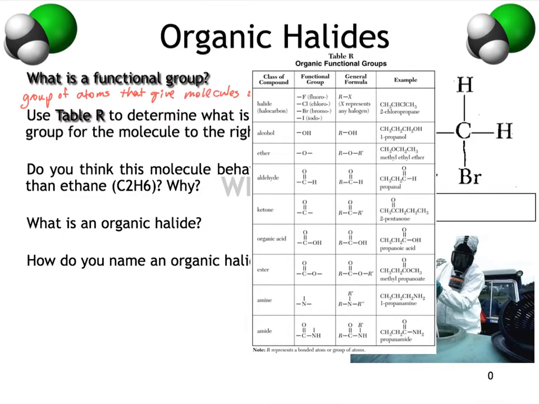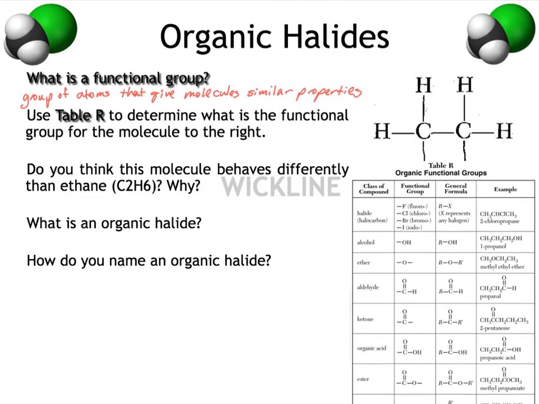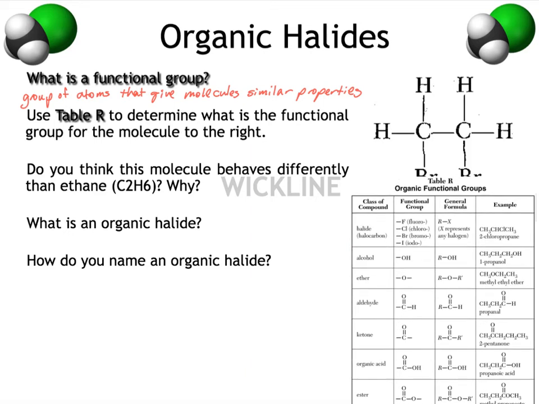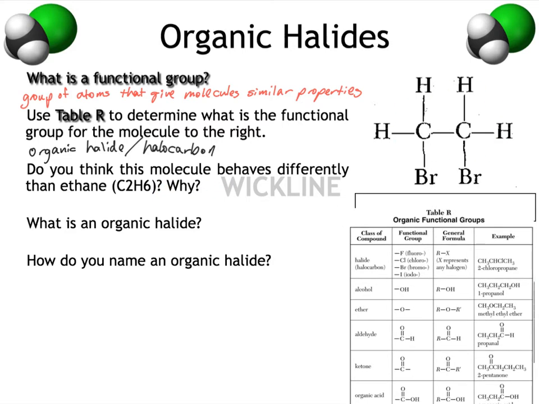All right, so let me move this out of the way for the time being. And then we want to know, use Table R to determine what the functional group for the molecule to the right is. Well, that's going to be organic halides or halocarbons. And I'm referring to this molecule up here for this question, and it says, do you think that this molecule behaves any differently than a standard ethane molecule? So just to refresh your memory, an ethane molecule would look like this, but it would be surrounded by only H's.